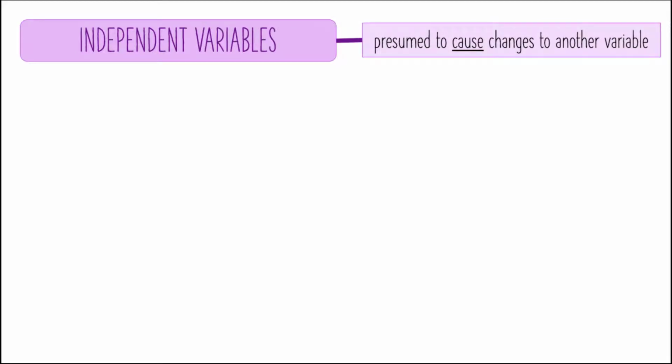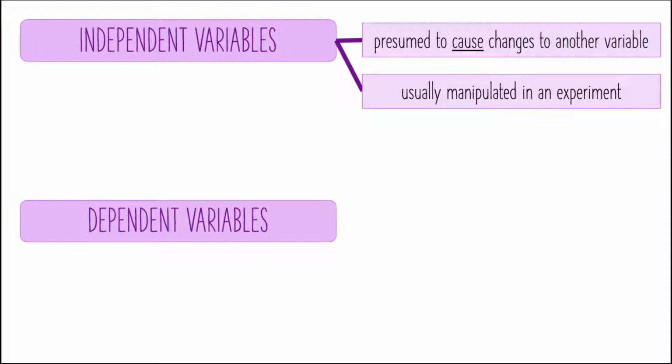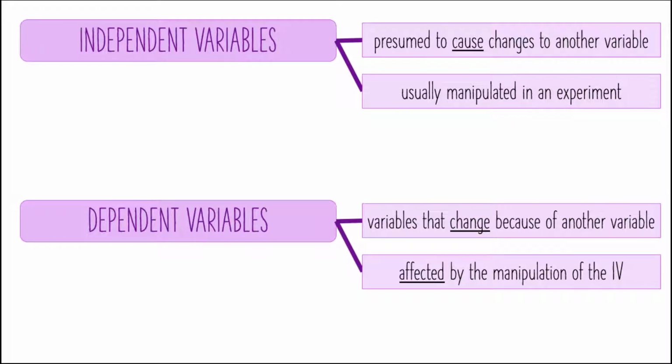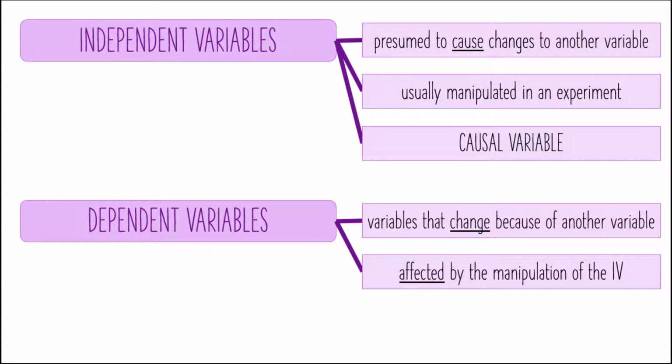Let us take the first two types of experimental variables, the independent and dependent variables. Independent variables are variables that are presumed to cause changes to another variable. It is usually manipulated in an experiment. However, dependent variables are the variables that change because of another variable. It is affected by the manipulation of the independent variable. Thus, we can say that independent variables are the causal variables, while the dependent ones are the effect variables.